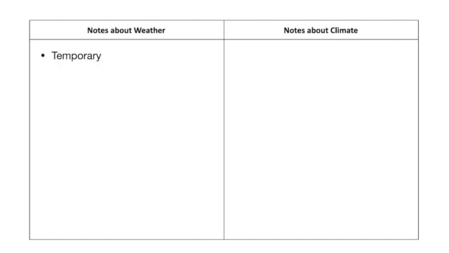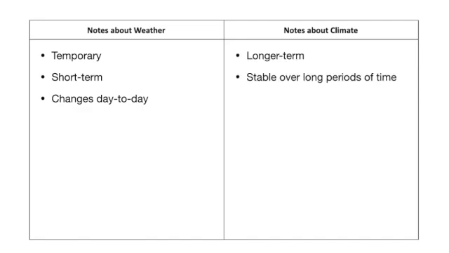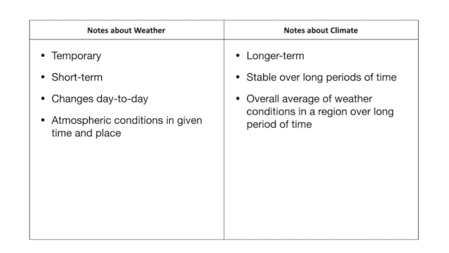To sum up, weather is temporary and short-term. It changes day to day, while climate is longer term and more stable over decades and centuries. Weather consists of the atmospheric conditions in a given time and place, for example, temperature, precipitation, wind, barometric pressure. Climate, on the other hand, is made up of the overall average of weather conditions in a region over a long period of time, and is influenced by broader trends in global temperatures and atmospheric and oceanic currents.